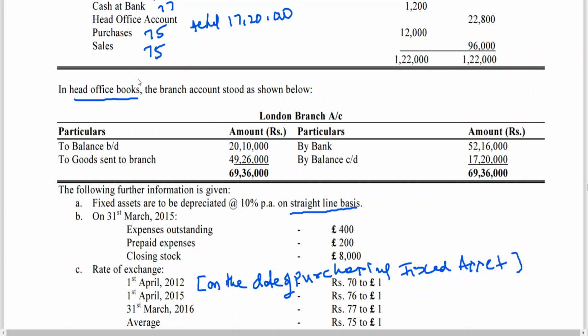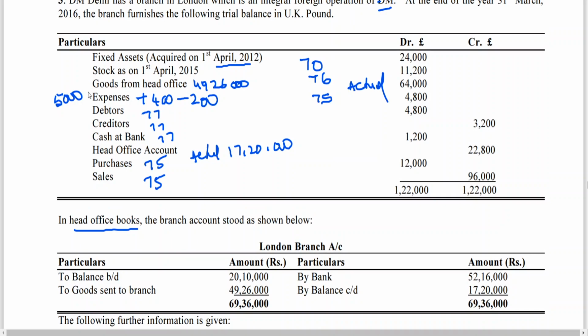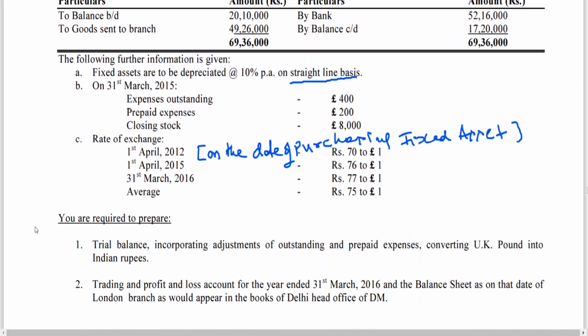Okay, then next, we need to show here outstanding expenses and prepaid expenses. I don't have the space to write them, but both will appear in the trial balance. The reason is that he is asking for your trial balance incorporating adjustments of outstanding and prepaid expenses. He is not talking about incorporation of depreciation.